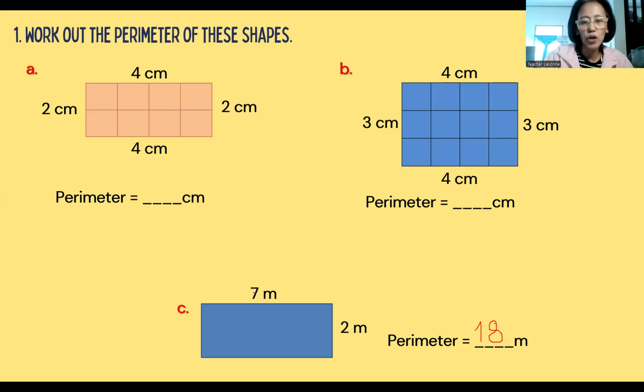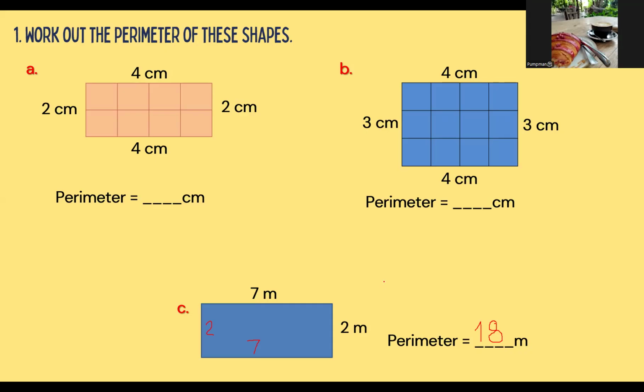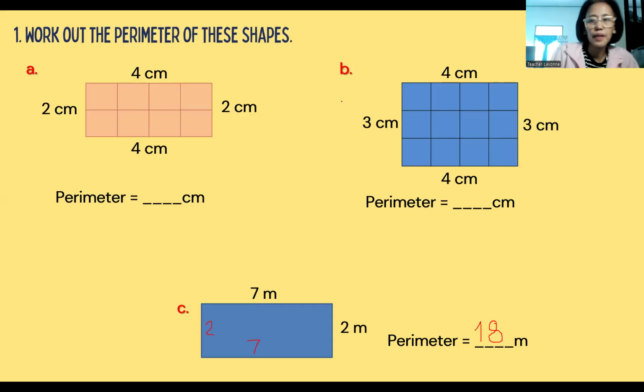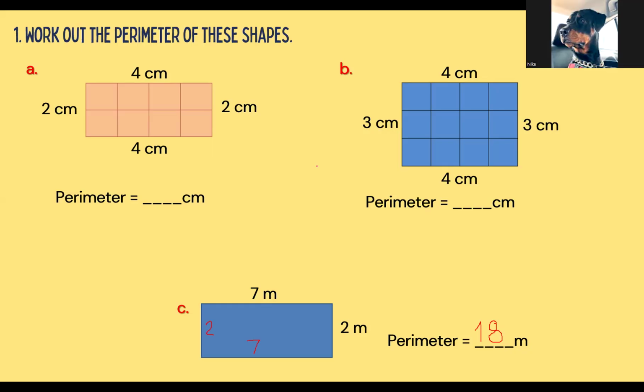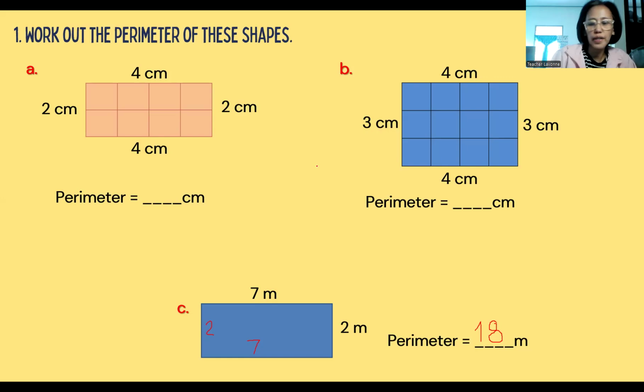I show only 7 and 2, but because this is the length, they are just the same. So this one also should be 7, right? And the other side also 2. So the perimeter, you add all. So that is 18. Okay, correct. Very good. Let's go to the next.